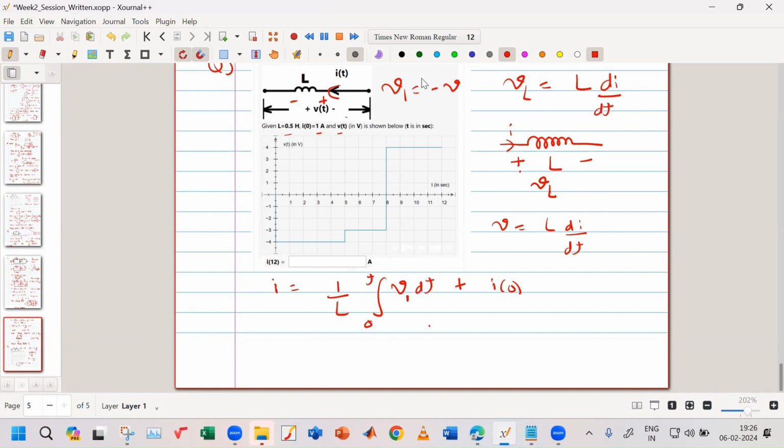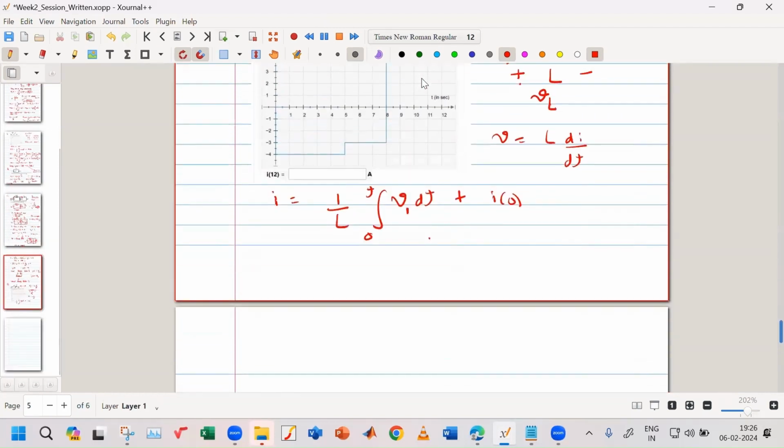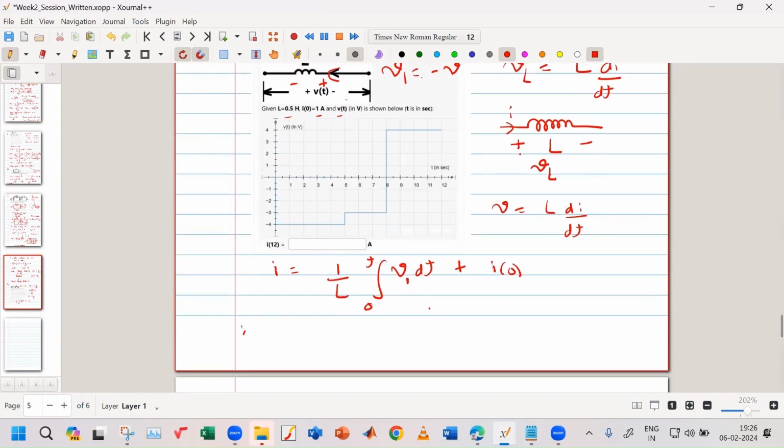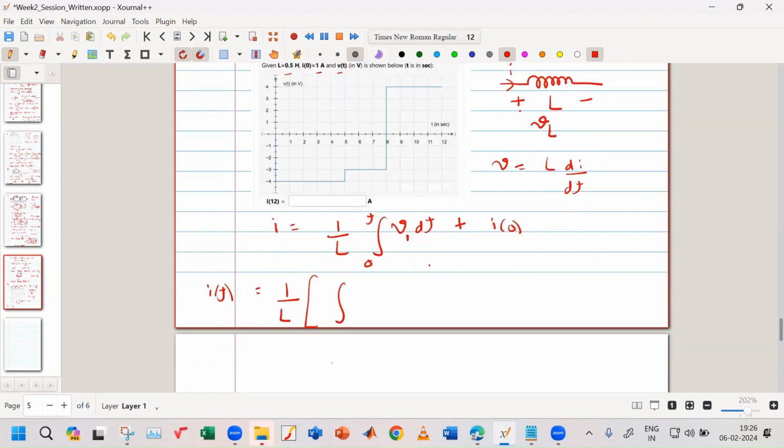Yes, sir. Current is entering at the negative point. Yes, that's why we are inverting this one. So we do it as I of t equals 1 by L times the integration from 0 to 5 seconds, where it is -4.